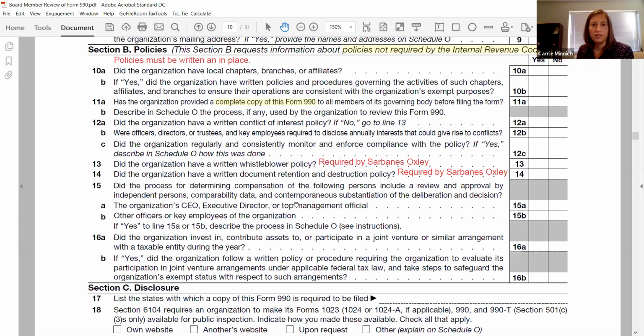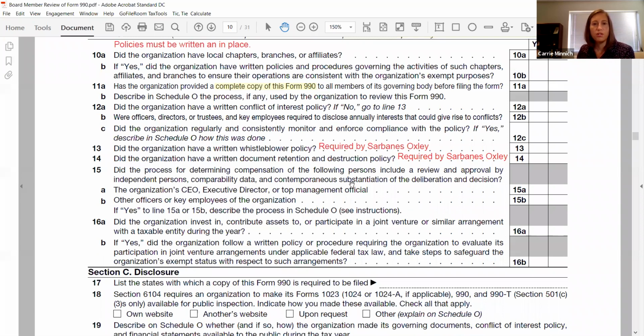Question 15 talks about compensation. So your organization's ED, CEO, how are you determining their compensation? The IRS is really big on making sure that nonprofit CEOs are being paid properly. Now in Fort Wayne, this probably isn't a huge deal where nonprofit CEOs and EDs are receiving excessive payments. However, it is something that is big on the IRS's radar. So we want to make sure that we have a process in place within our organization.